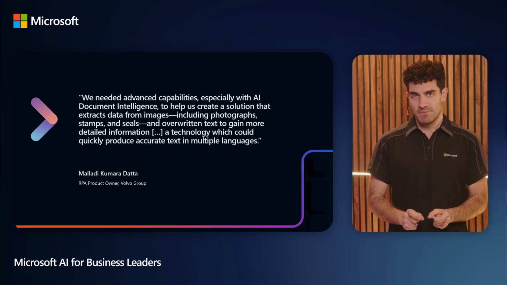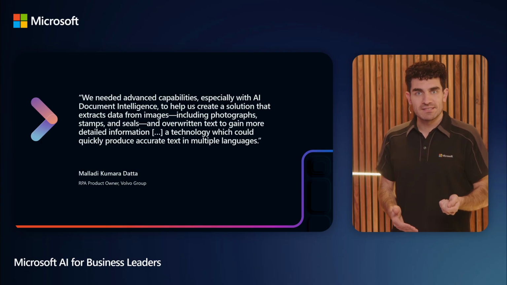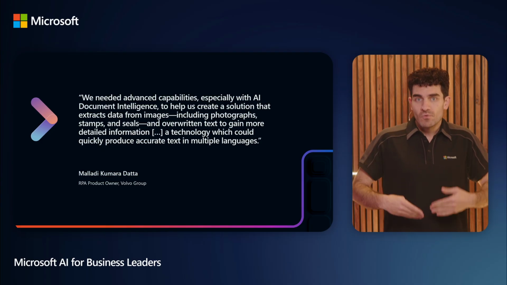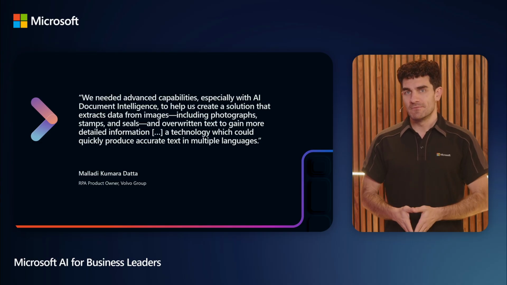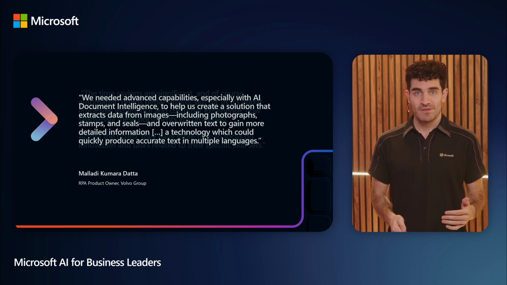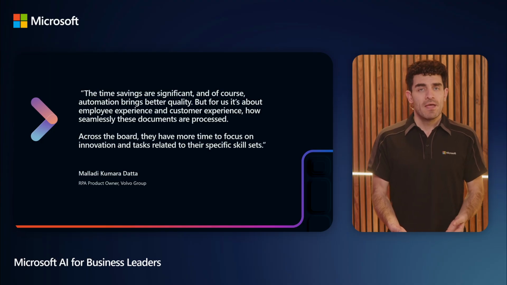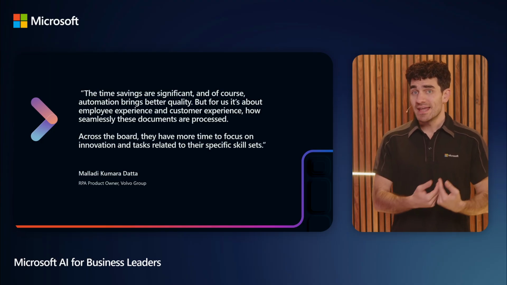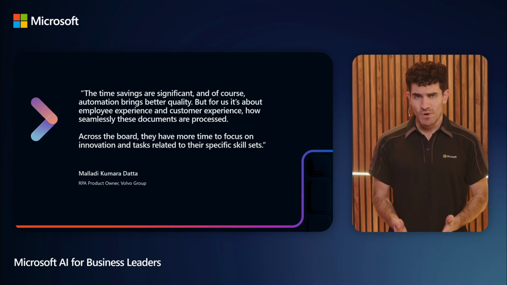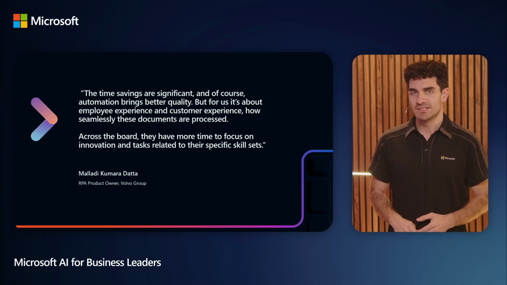We needed advanced capabilities, especially with AI document intelligence, to help us create a solution that extracts data from images, including photographs, stamps, and seals, and overridden text to gain more detailed information. A technology which could quickly produce accurate text in multiple languages. The time savings are significant, and of course, automation brings better quality. But for us, it's about employee experience and customer experience, how seamlessly these documents are processed. Across the board, they have more time to focus on innovation and tasks related to their specific skill sets."